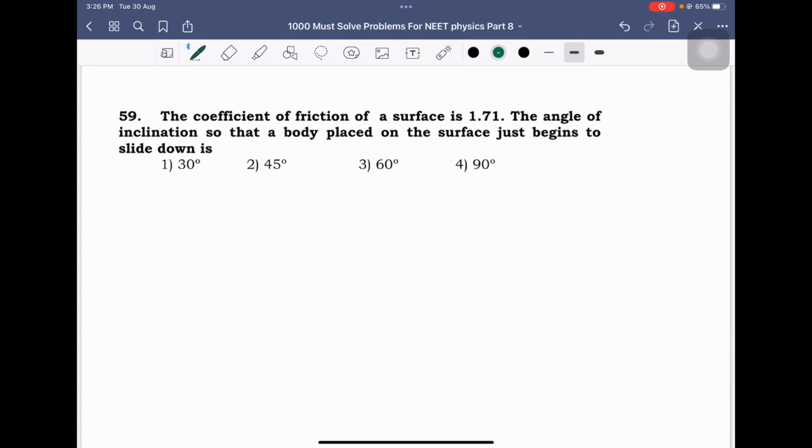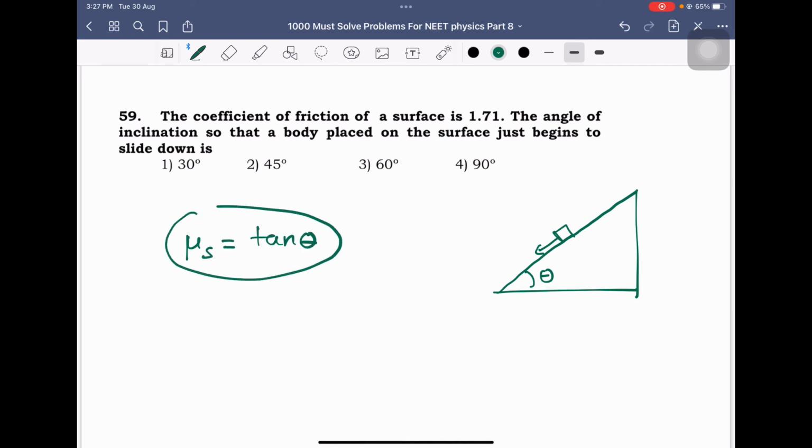Next question, question number 59. The coefficient of friction of a surface is 1.71. The angle of inclination so that the body placed on the surface just begins to slide down is, we know this condition. The body placed on an inclined surface just begins to slide. We call it the angle of repose. At the angle of repose, mu s is equal to tan theta.